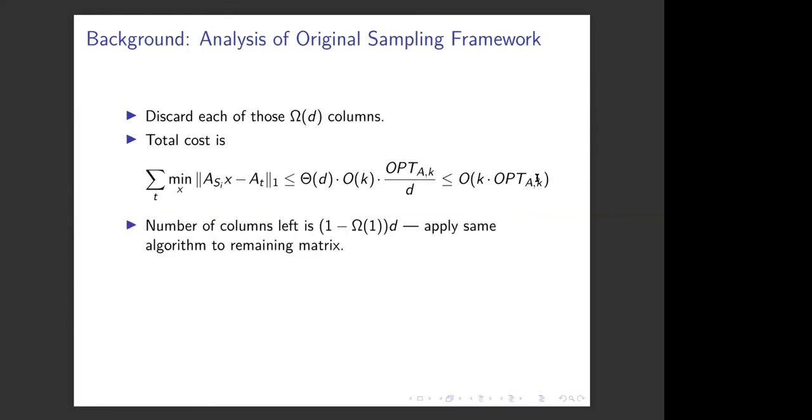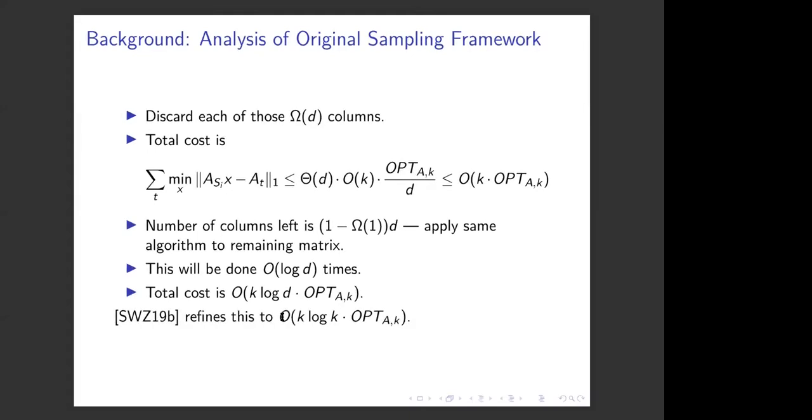And now we've removed a constant fraction of columns. So the number of times we have to repeat this is O of log D, because each time it decreases by a constant fraction. So the number of columns will be 0 after log D iterations, and all columns will be covered. The total cost is the cost on each iteration times the number of iterations, log D. So K log D times the optimum. And the log D can be replaced with log K using a more refined version of this analysis.